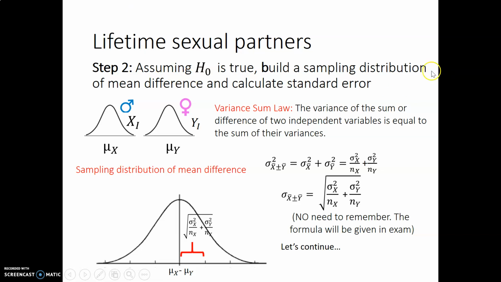So on the first part of this slide, I showed you the variance sum law, which we did in the previous slide. That is, the variance of the sum or difference of two independent variables is equal to the sum of their variances. So with this sampling distribution of the mean difference, next we want to calculate the t-score for our observed mean difference.